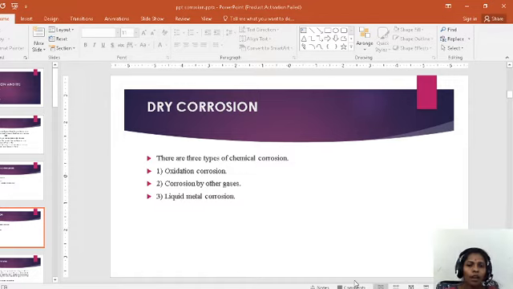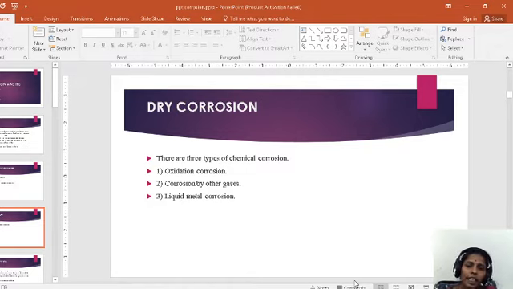In the name only we have dry corrosion. Dry corrosion is nothing but the metal undergoing corrosion in the absence of moisture in the environment. The metal undergoes corrosion in the presence of chemicals. It is not reacting with moisture, but with the chemicals in the environment. So due to reacting with the chemicals in the environment, the metal undergoes corrosion in dry corrosion. So dry corrosion is also called chemical corrosion.